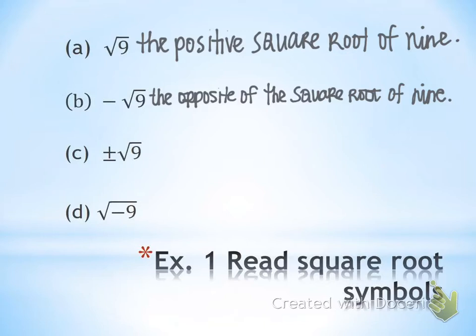Now, look at letter C. Does anybody know how to read that fun little symbol right here in front of the square root of 9? I don't know if you've seen it before, not this year, but you've seen it in the past. We read letter C simply as plus or minus the square root of 9. So anytime you're giving me both the positive and the negative answer to a square root problem, you can just use that symbol, the plus over the minus sign. But we read it as plus or minus the square root of 9.